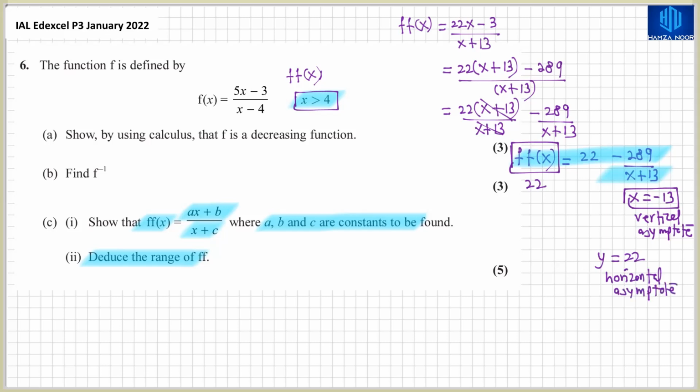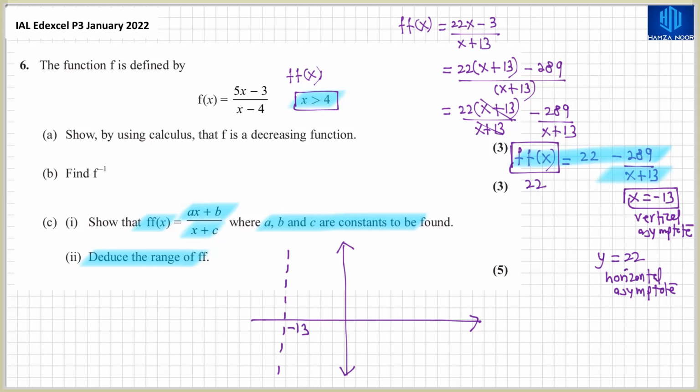All right. So here we are going to sketch the graph. And as we know, x equals minus 13 is a vertical asymptote. And as we already know, the domain of the composed function f of f(x) is that x is greater than 4. It will carry the same restriction as the inner function. The inner function is basically f(x), and f(x) has a restricted domain: x is greater than 4.